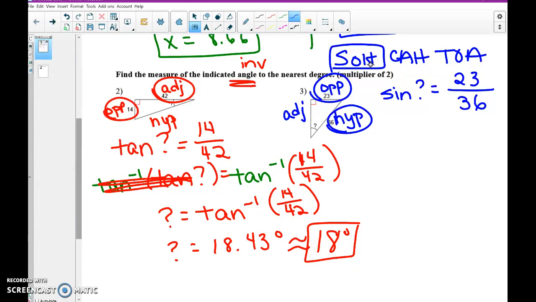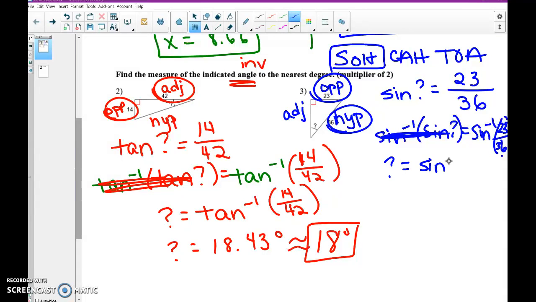Same order as usual. If I'm trying to get this question mark by itself, I gotta get rid of sine. Well, what gets rid of sine? Inverse sine. So that's on that side. Oops, I crunched my space here a little bit. 23/36. Sorry. So when I do inverse sine of sine, those are going to cancel out again. Question mark angle is then going to be inverse sine of 23 divided by 36.